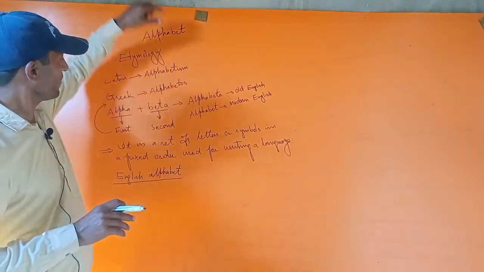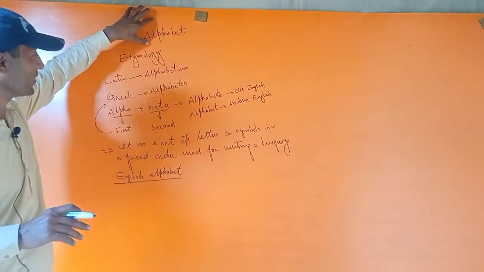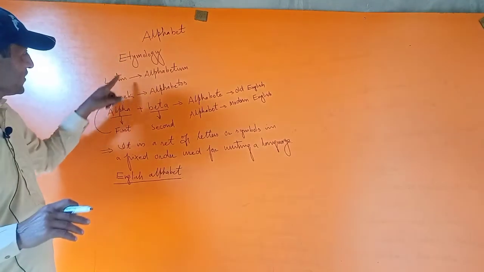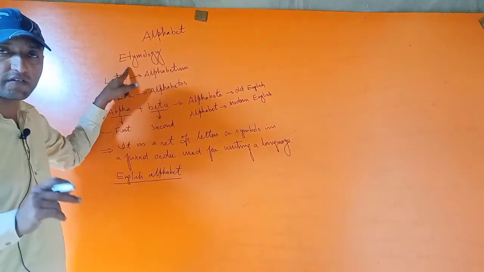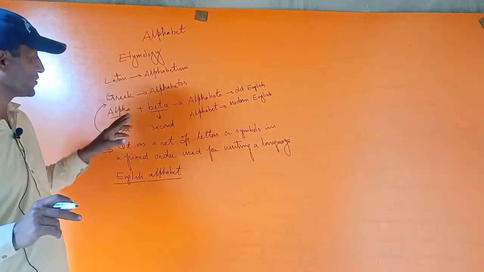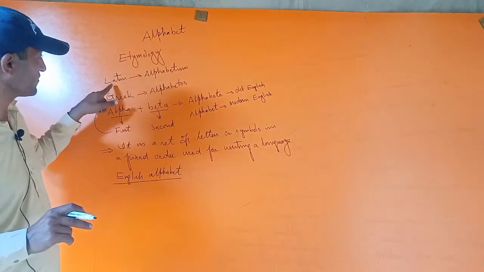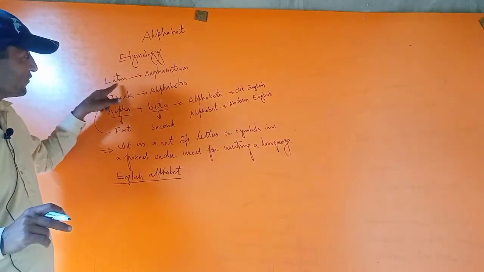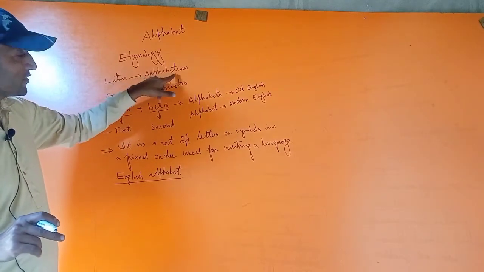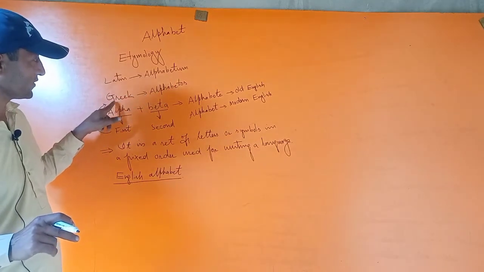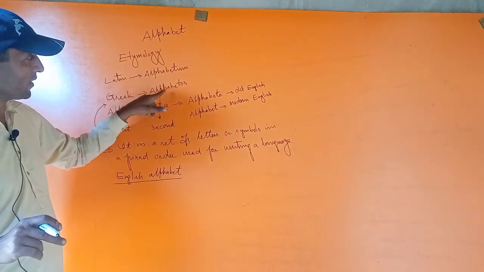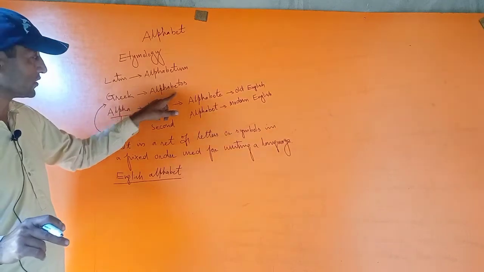If you look at the etymology of the word alphabet, you will see it has been taken from two languages. The first one is Latin, which is alphabetum. The second one is Greek, which is alphabetos.